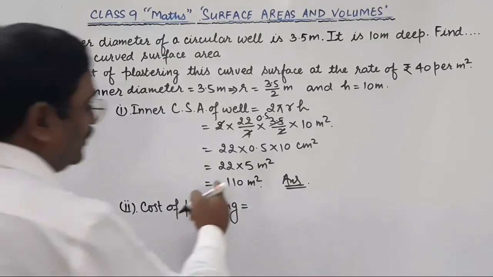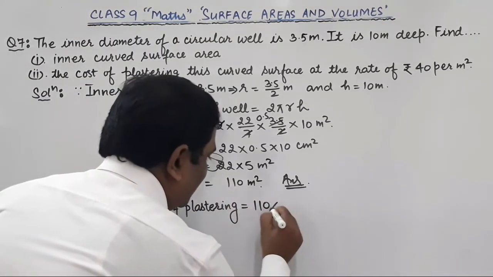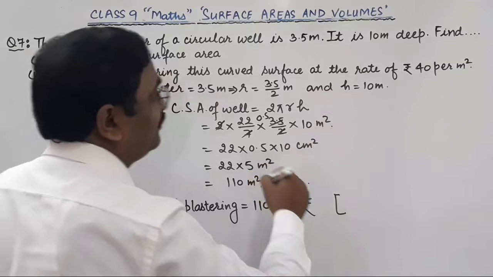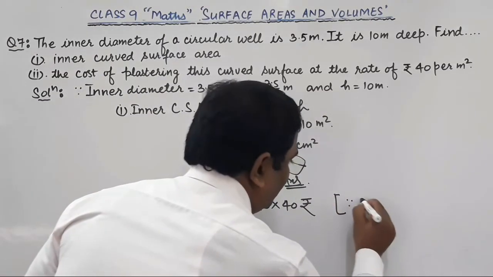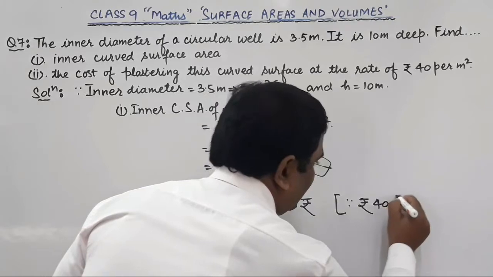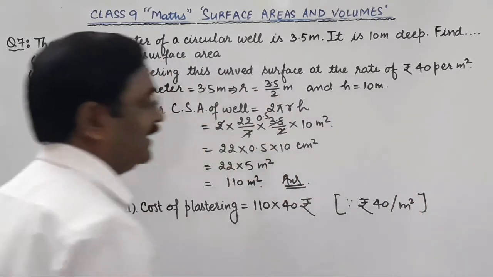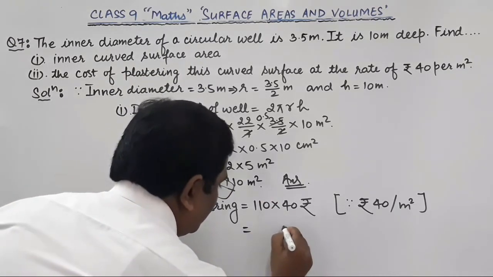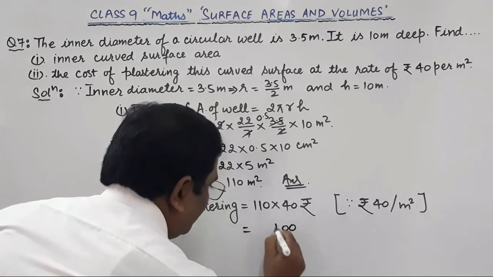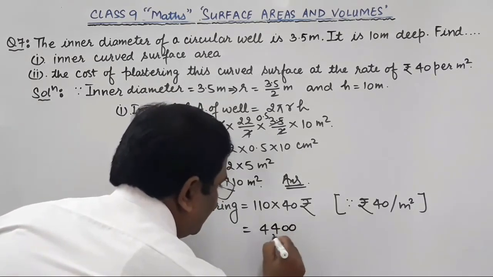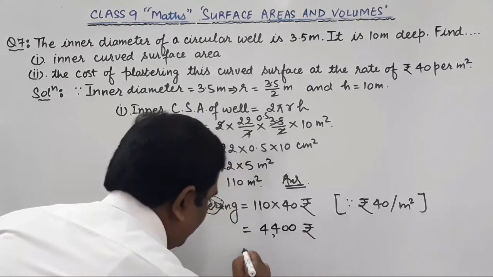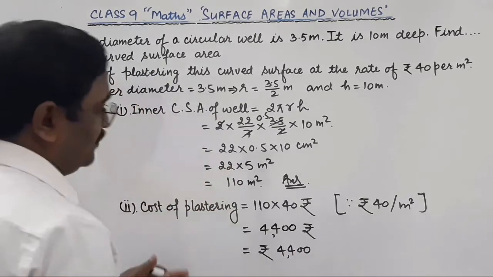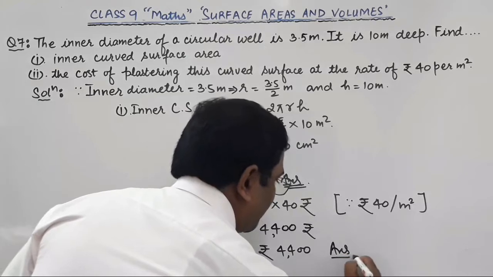So cost of plastering is equal to 110 multiplied by 40 rupees. Why? Because the rate of plastering is given, rupees 40 per meter square. Understood? So multiply it, you will get 4,400 rupees we have to pay. Rupees 4,400 is the cost of plastering, which is the answer of the second part.